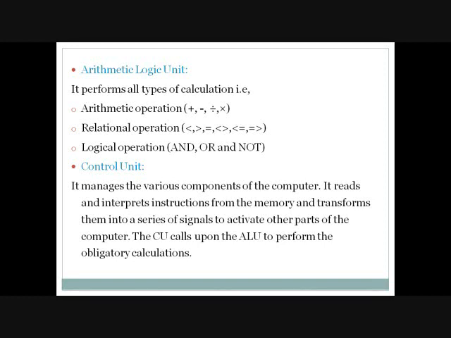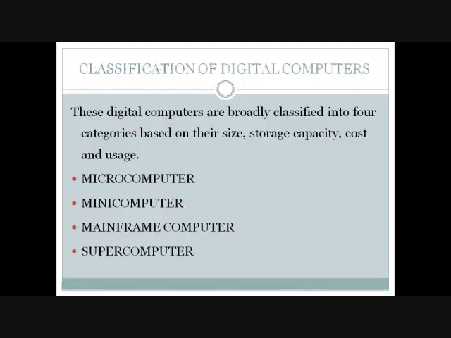Means the control unit only tells the arithmetic logic unit to do the various calculations and sends the results back to the memory, and the control unit only tells the other parts of the computer, the other parts meaning the input device and output device, to take the input or to give the output. Now the next topic is the role of memory in the computer, but we will do it in the next class.